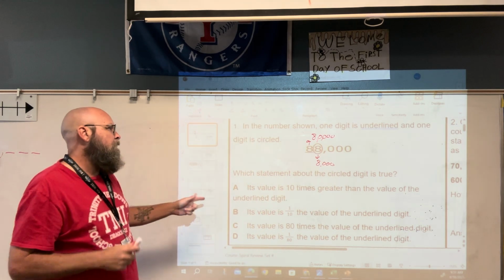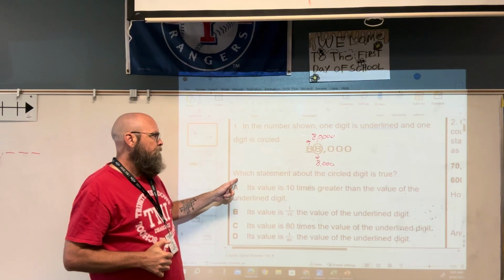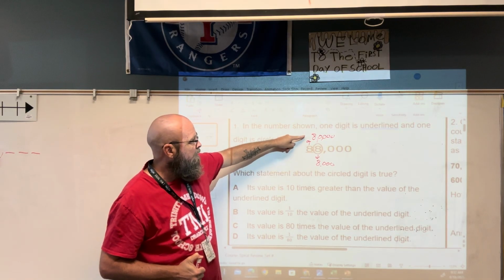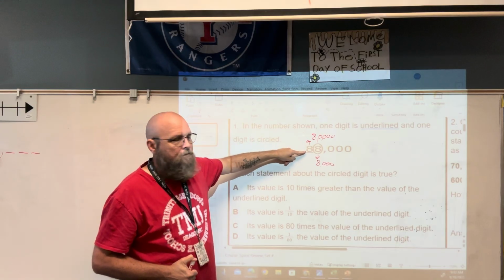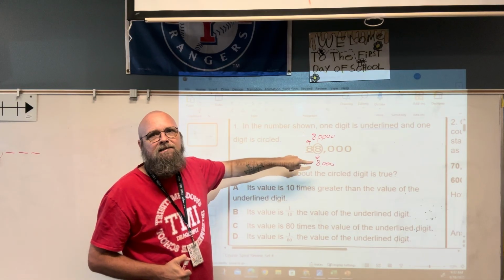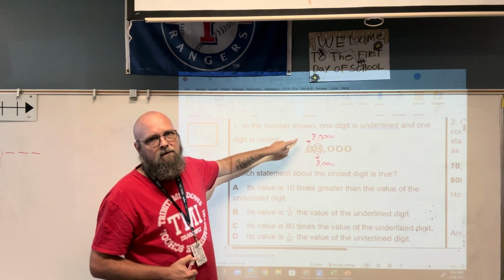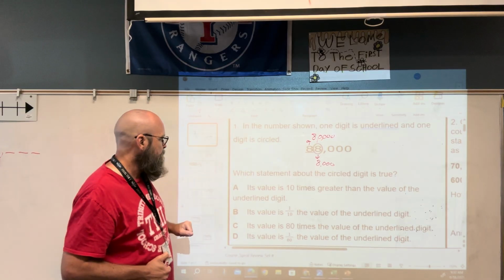Which statement about the circled digit is true? So the circled digit is 8,000, the underlined digit is 80,000, so the circled digit is less than the underlined digit. The circled digit is less than the underlined digit because 8,000 is less than 80,000.